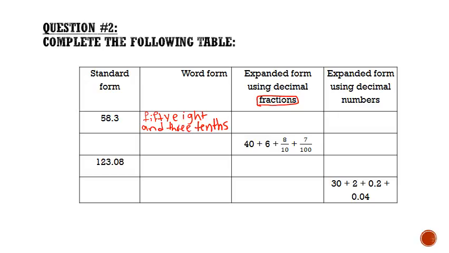Fatima? How do I write it? I write it 50 plus 8 plus 3 over 10. Very good. Now I want to write the expanded form but using the decimal numbers. Okay? Not the decimal fractions. Yes, Hadi. 50 plus 8 plus 0.3.